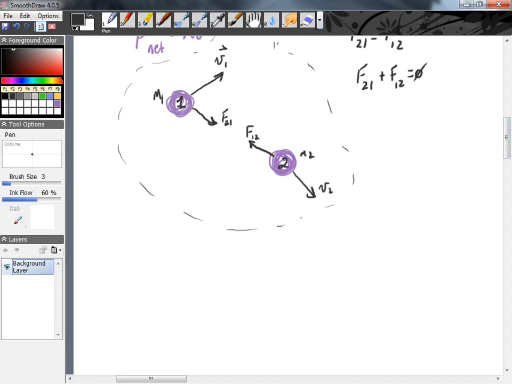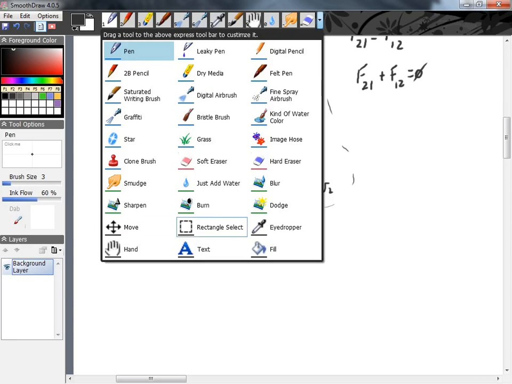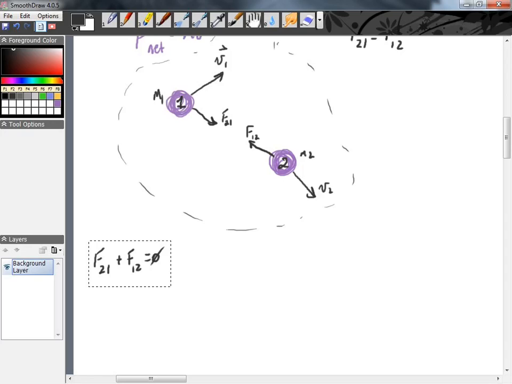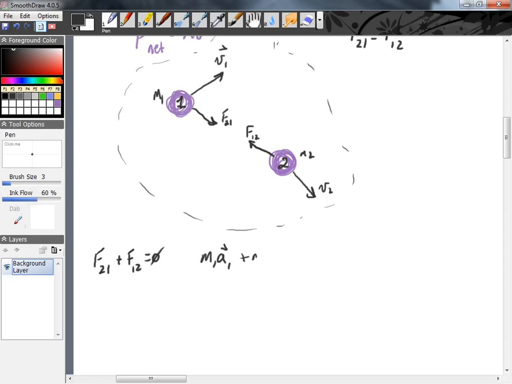In fact, I'm going to select it and move it down here. So this is the same thing as m1 times the acceleration of 1 plus m2 times the acceleration of 2 is equal to 0. But what do we know acceleration to be? It is the rate of change of velocity.